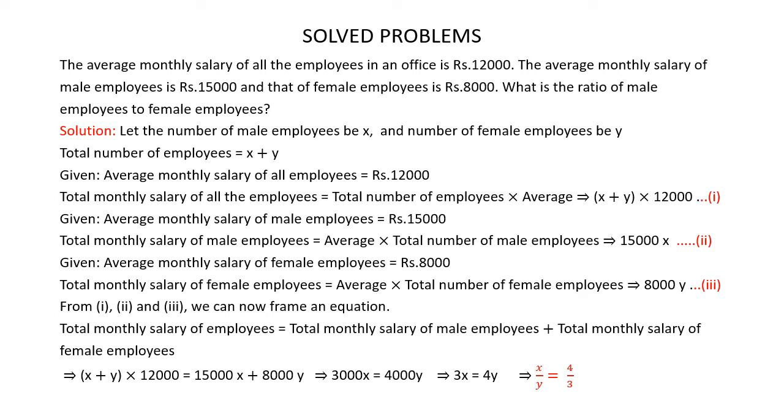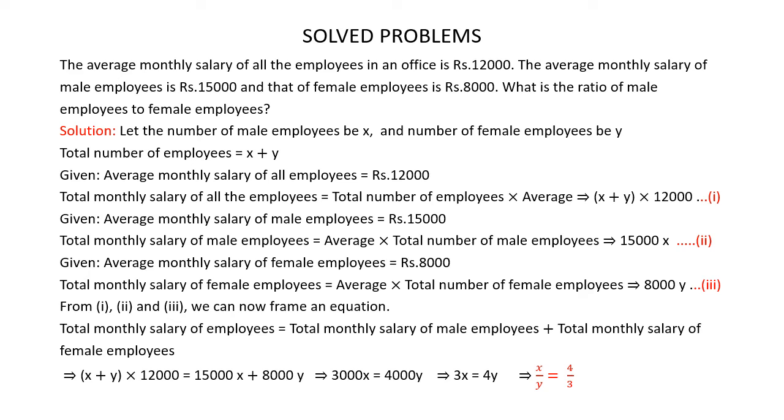So the total monthly salary of the female employees is average multiplied by total number of female employees, which is 8,000 multiplied by Y, that is 8,000Y. So total monthly salary of the female employees is 8,000Y. This is the third equation.